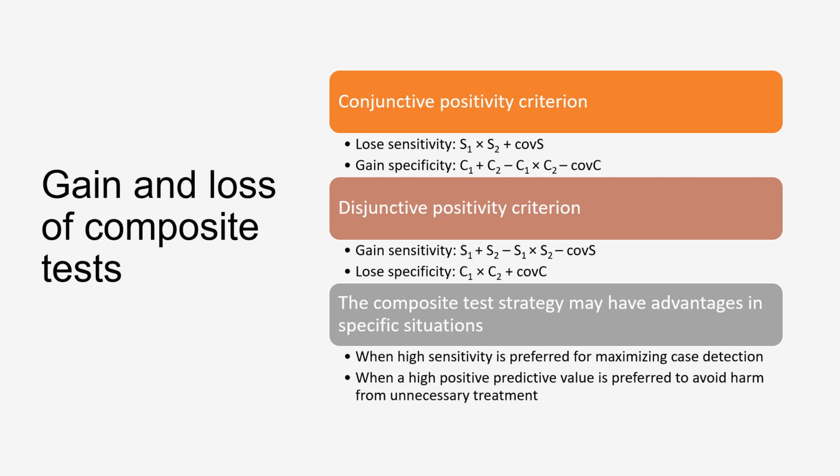If we apply the conjunctive positivity criterion, the composite test gains specificity but loses sensitivity compared with either test alone, whereas if we apply the disjunctive positivity criterion, the composite test gains sensitivity but loses specificity. However, the composite test strategy may have advantages in specific situations. For example, when high sensitivity is preferred for maximizing case detection, or when a high positive predictive value is preferred to avoid harm from unnecessary treatment.